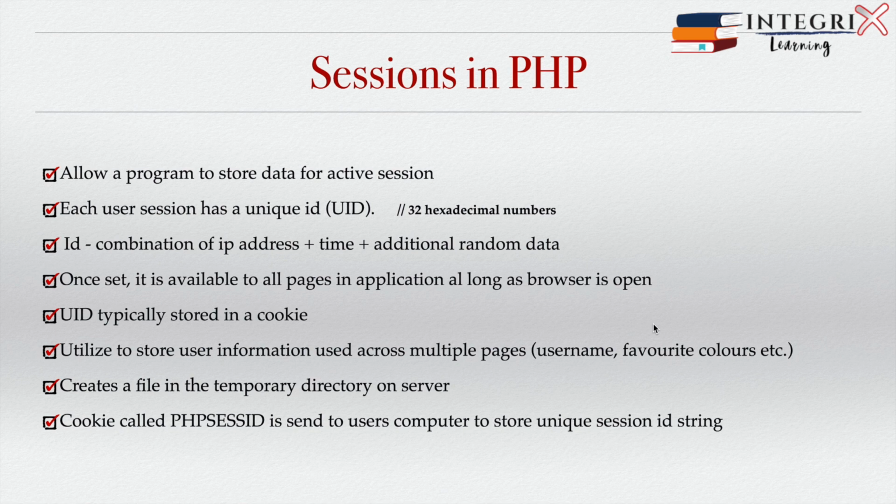Each user session has a unique ID, the session ID, and it is a hexadecimal number of length 32. This ID is made by using a combination of the IP address, which is unique, with time and some additional random data to make this 32-character hexadecimal number. Once set, it is available to each and every page in the application as long as the browser from where the user created it is open. The UID itself, the 32-character hexadecimal number, is stored as a cookie on the client's machine. That's the only information which is stored on the client's machine.